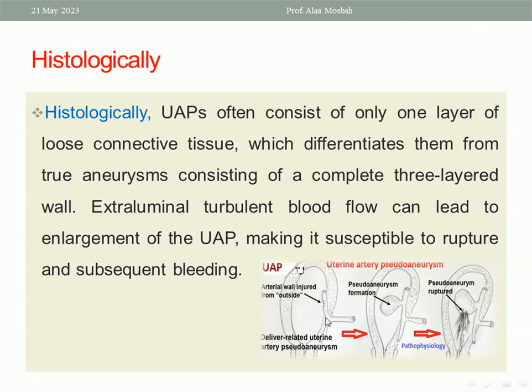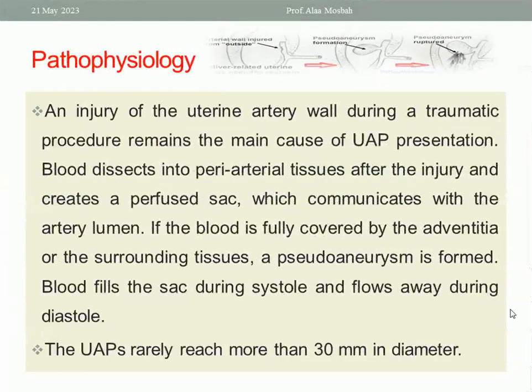Please look at this picture. This is the uterine artery. Traumatic injury happened here in the uterine artery. Then pseudoaneurysm developed here. Then the pseudoaneurysm ruptures, causing horrible uterine bleeding if it is connected to the uterine cavity. If it is not connected to the uterine cavity, it is outside the uterine cavity, it can cause hemoperitoneum and may cause hydronephrosis.